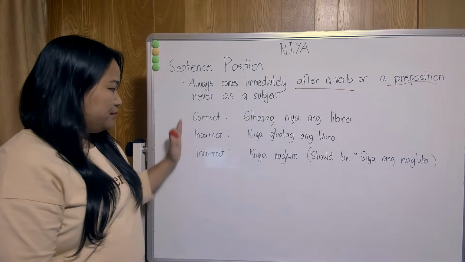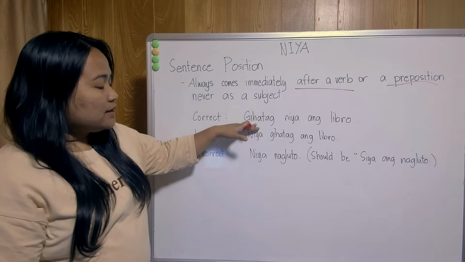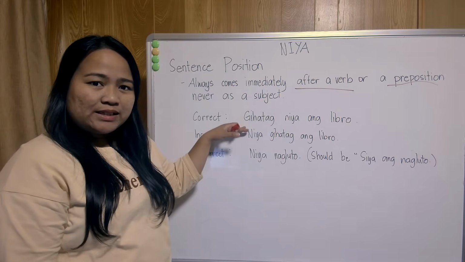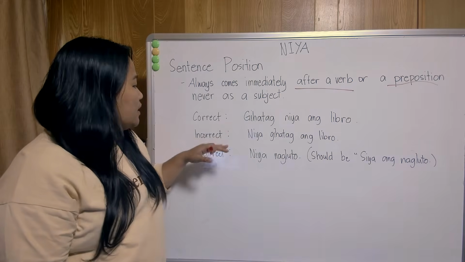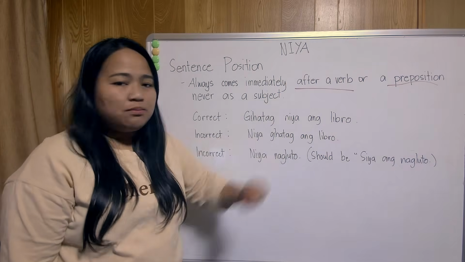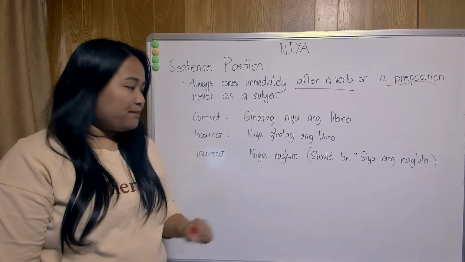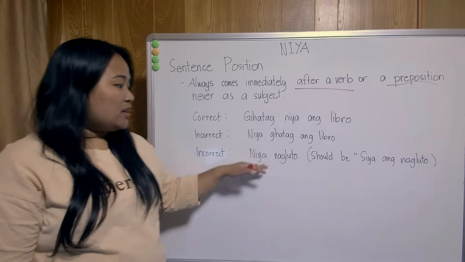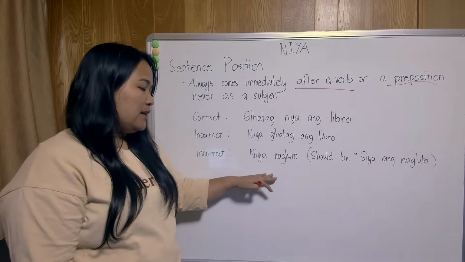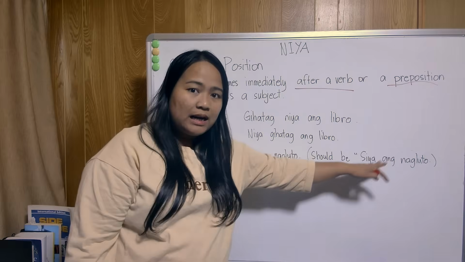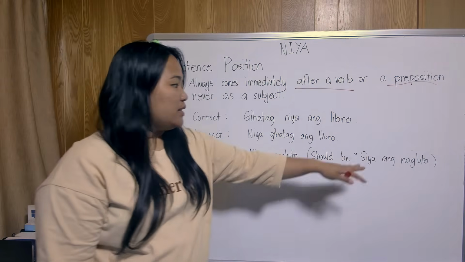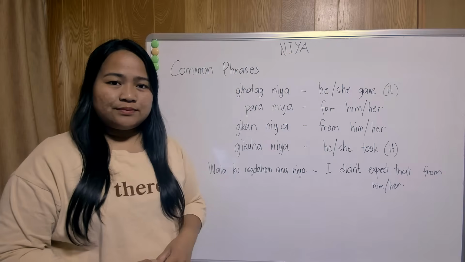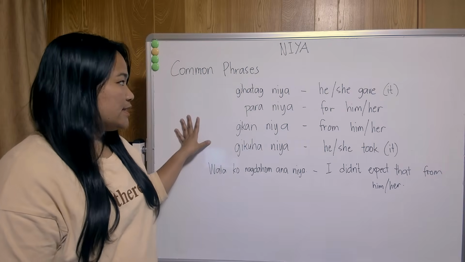So for example, gihatag niya ang libro. So this is the correct sentence. Niya gihatag ang libro. That's incorrect. Niya nagluto. That's not correct. So in this case, it should be siya ang nagluto. So the subject pronoun siya. Okay?